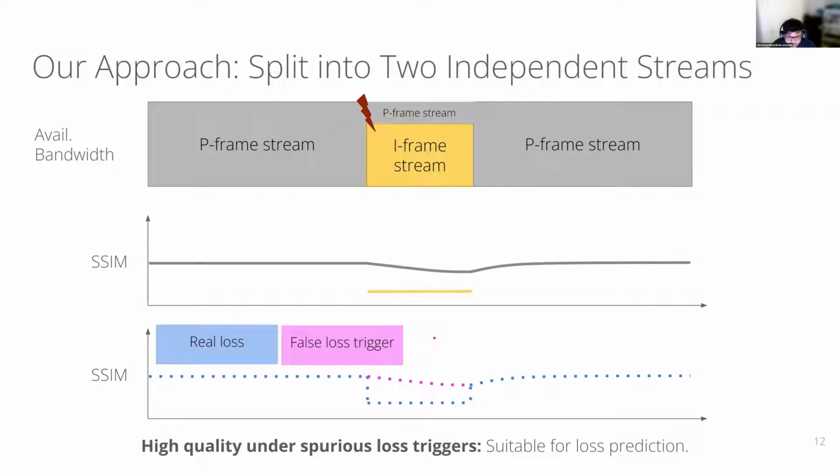The second benefit of this approach is that if you were to use very aggressive loss prediction techniques where you have a lot of false positives, in the case of a false positive, the decoder can simply continue decoding the video with the p-frame stream, which over here is the pink line during loss, and that has much higher quality. And thus, Prism's design also helps with loss prediction.